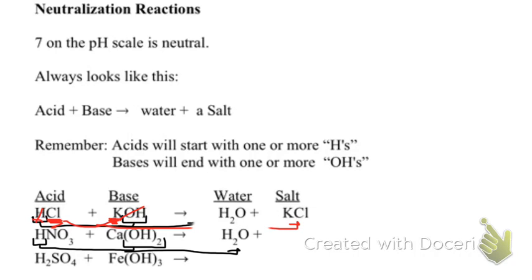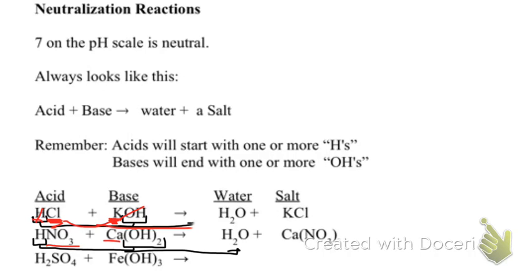Okay, then what do I have left over? I have Ca and I have NO3. CaOH, the Ca comes first, so in my salt the Ca is going to come first. And in my acid, the NO3 comes second. It's an H first and then NO3. So my NO3 is going to be second in this.